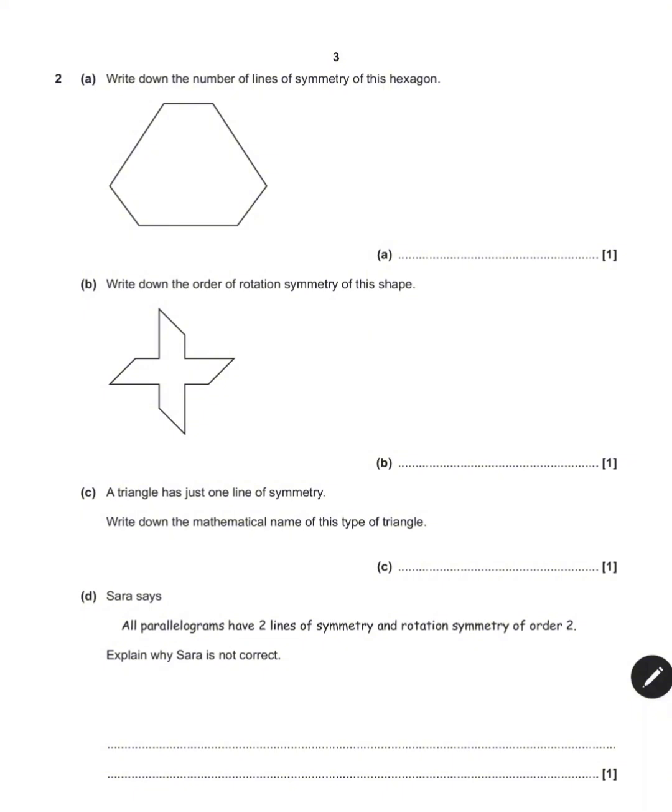So question 2, we're looking at a hexagon and we're just looking for the lines of symmetry. Well, this would be a line of symmetry. So would this. So would this, just where there's a perfect reflection on both sides of the line. So we've got 3 lines of symmetry.